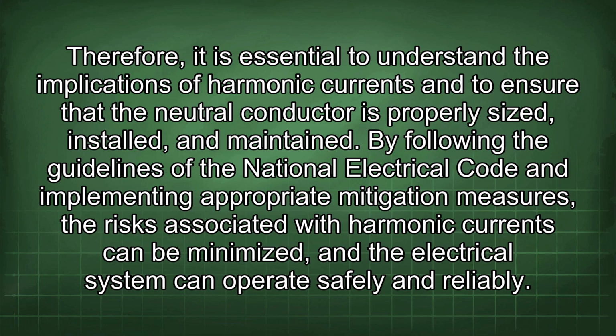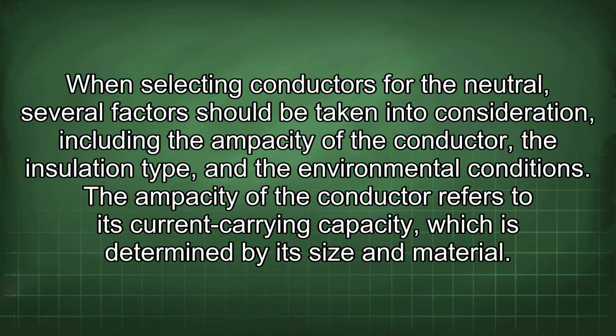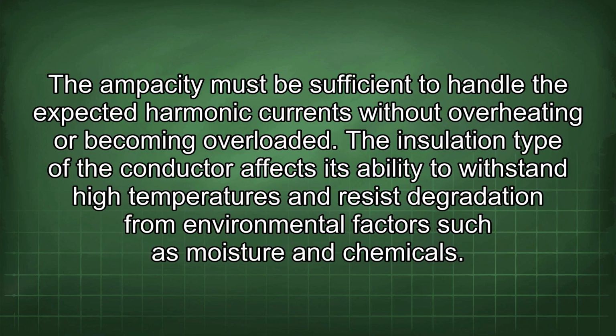By following the guidelines of the National Electrical Code and implementing appropriate mitigation measures, the risks associated with harmonic currents can be minimized and the electrical system can operate safely and reliably. When selecting conductors for the neutral, several factors should be taken into consideration, including the ampacity of the conductor, the insulation type, and the environmental conditions. The ampacity of the conductor refers to its current carrying capacity, which is determined by its size and material. The ampacity must be sufficient to handle the expected harmonic currents without overheating or becoming overloaded.